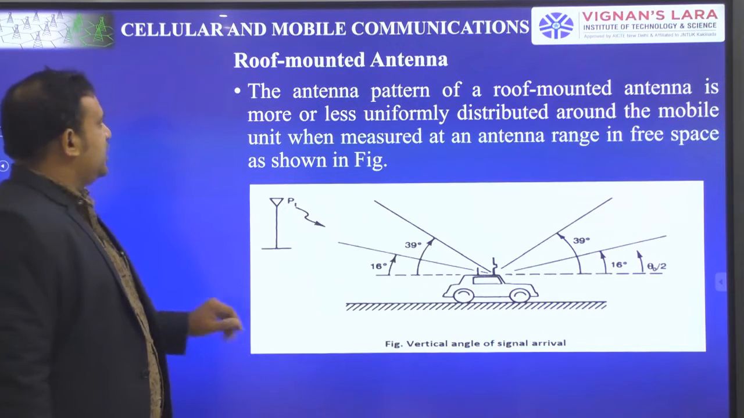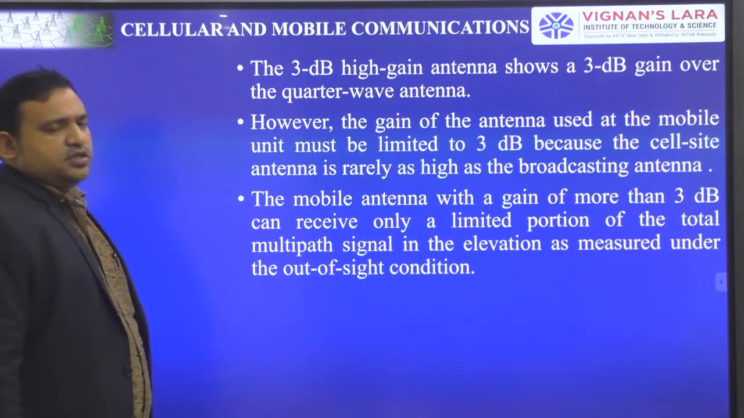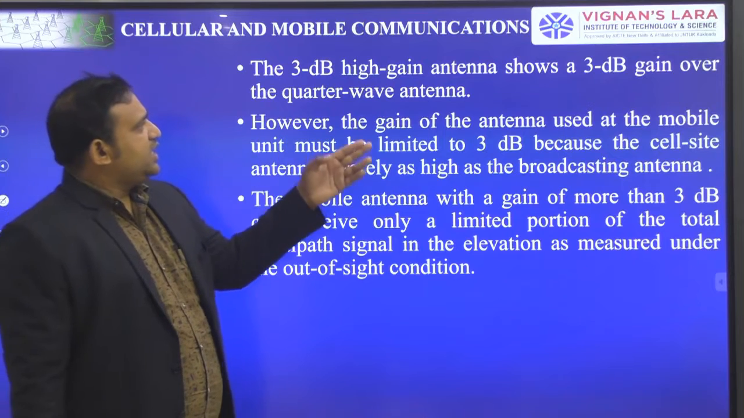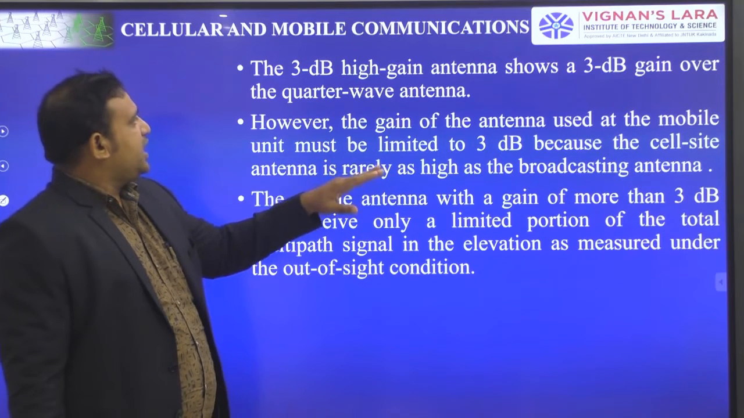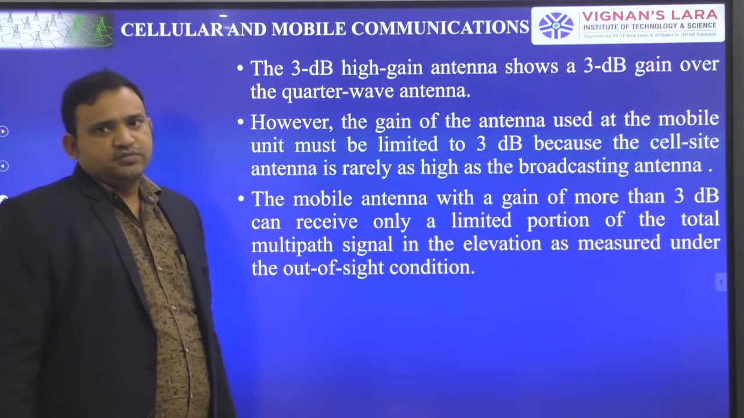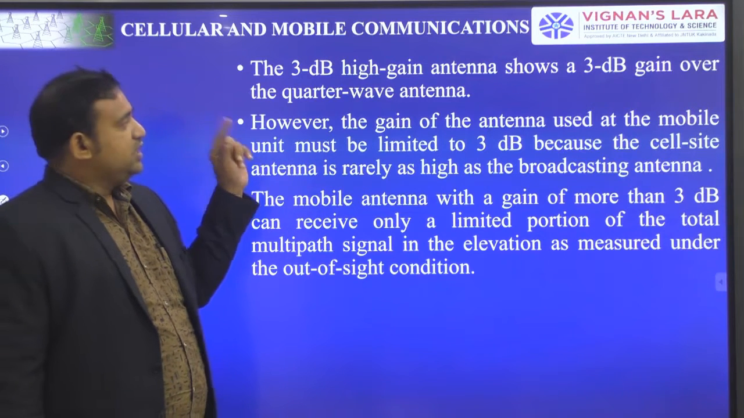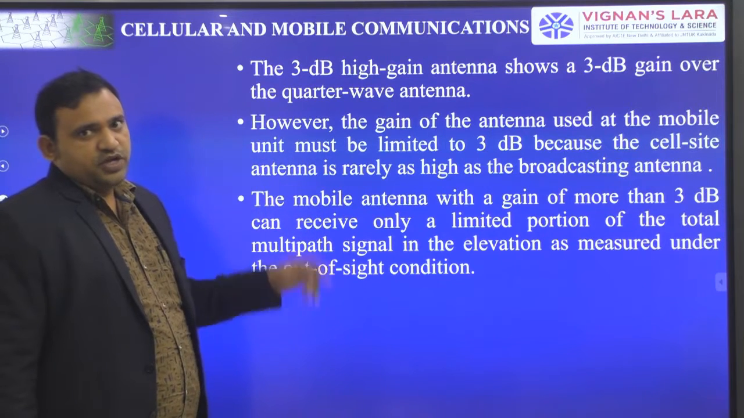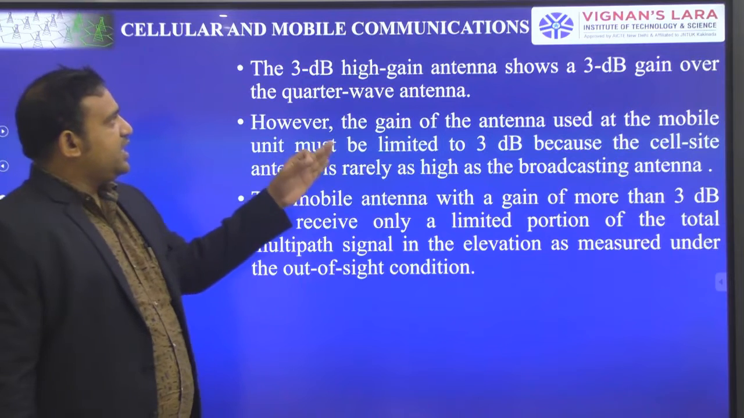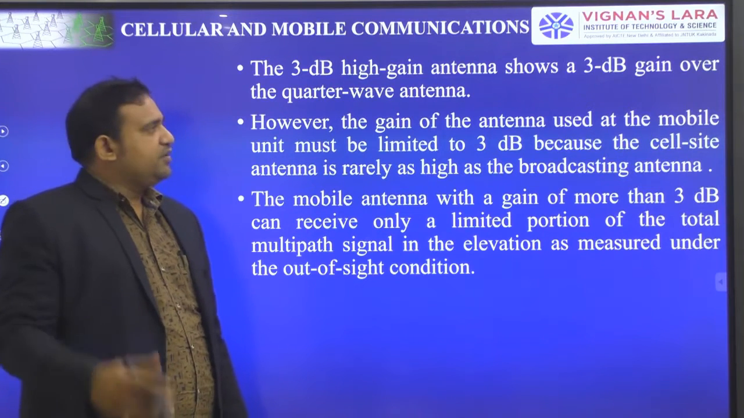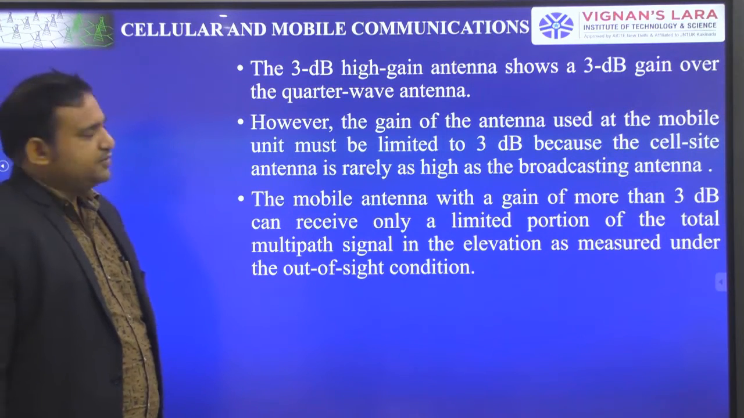Okay, which is shown in figure. Next, not only that, the 3 dB high gain antenna shows a 3 dB gain over the quarter wave antenna. This is with respect to the figure pattern which I have shown previously. The 3 dB high gain antenna shows a 3 dB gain over the quarter wave antenna.